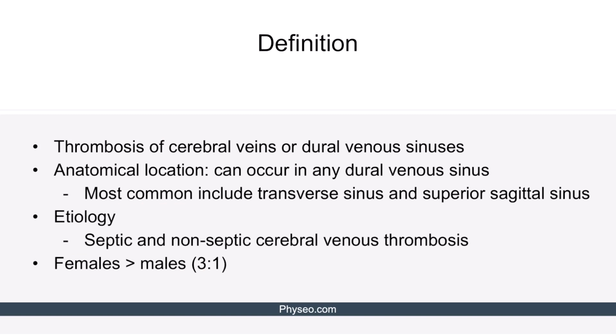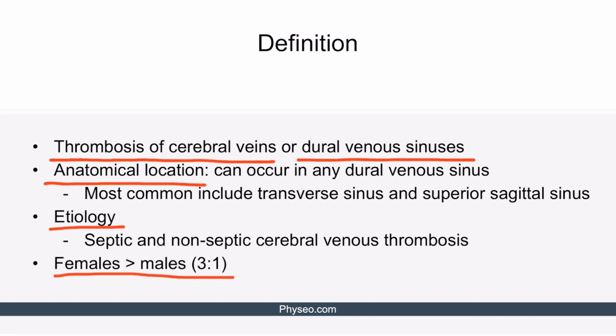Cerebral venous thrombosis is an obstruction of cerebral veins or dural venous sinuses by thrombus. It can be classified based on anatomical location and etiology. Cerebral venous thrombosis can occur in any dural venous sinus. However, it is most common in the transverse and superior sagittal sinuses. Additionally, cerebral venous thrombosis can be classified as either septic or non-septic. It is 3 times more common in women than men.